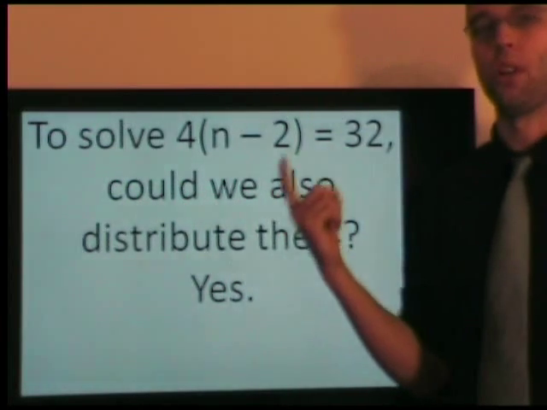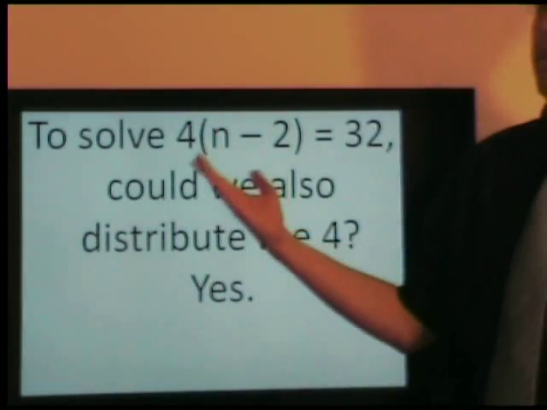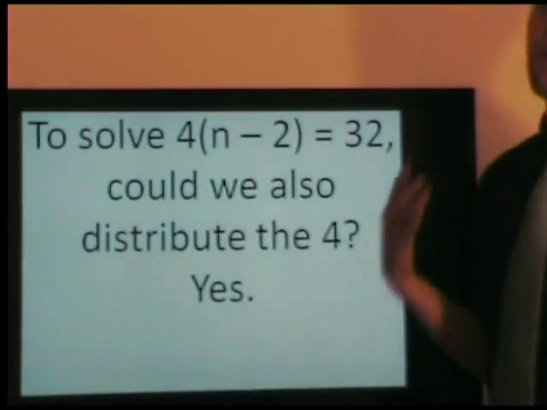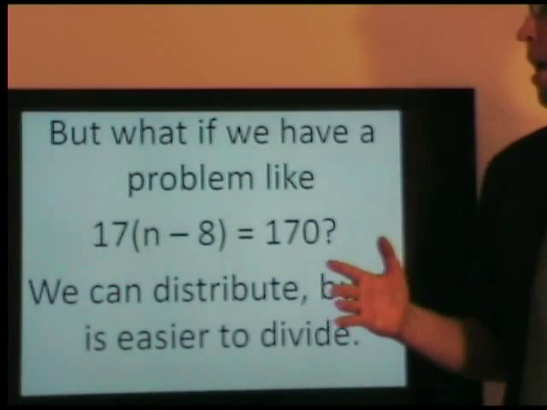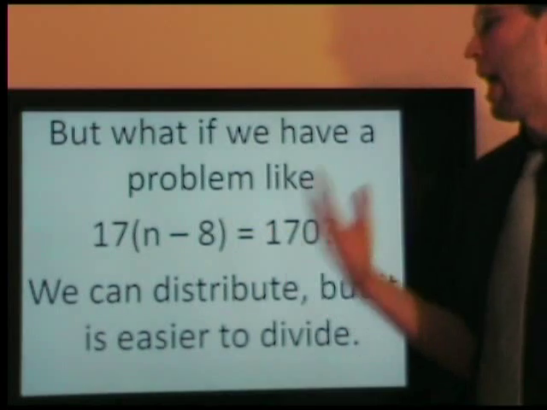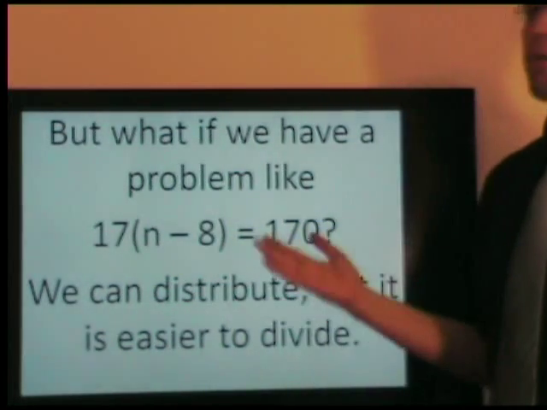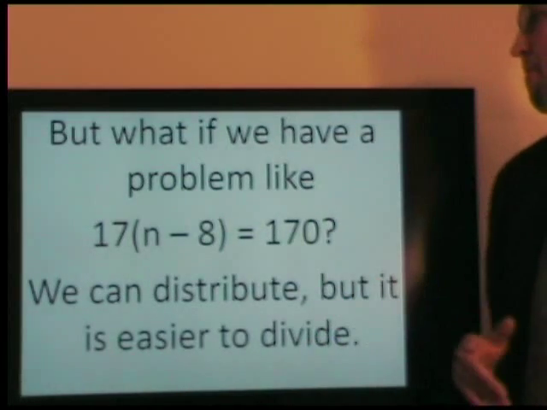You may be thinking, well, couldn't I also distribute the 4? That's true. We could do 4 times n is 4n minus 8. That works. However, in this case, if we're doing it all in our heads, it's much easier to divide first and not have to distribute. But for the record, either way is fine.